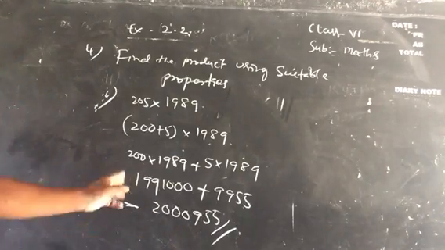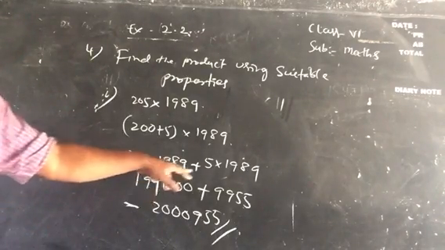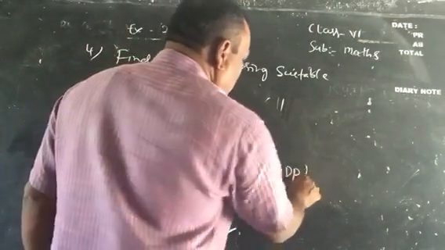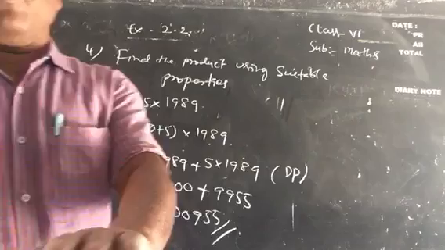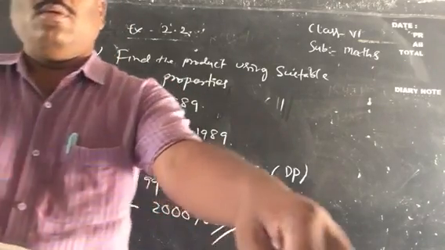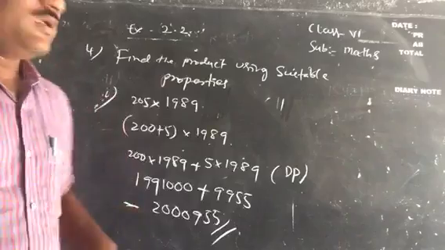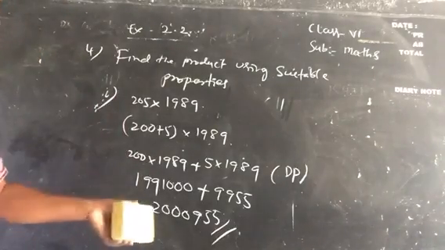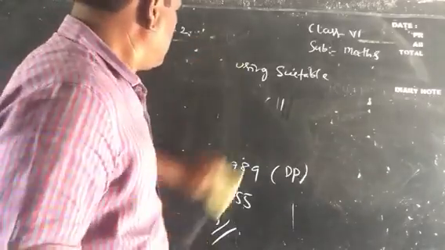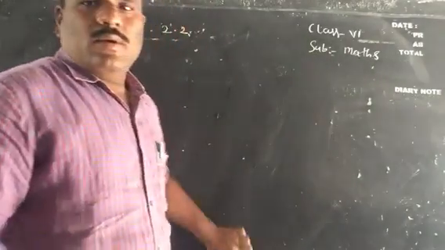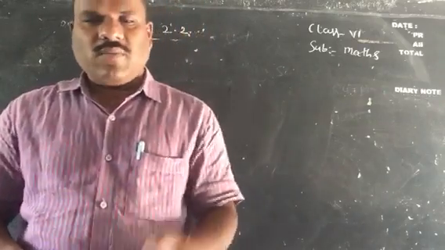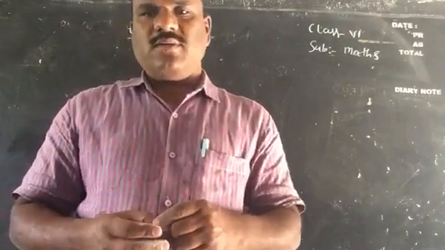We multiply this and this. This is nothing but which property, you know? DP, distributive property of multiplication over addition. So these are the properties. These are the problems from Exercise 2.2, children.